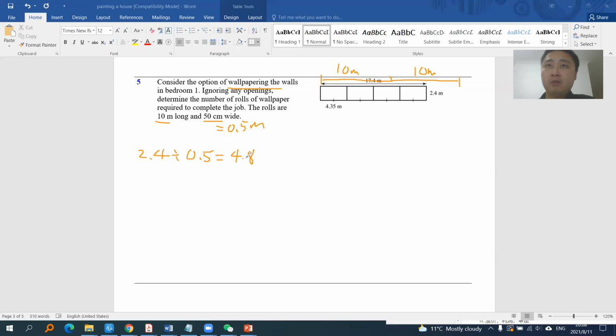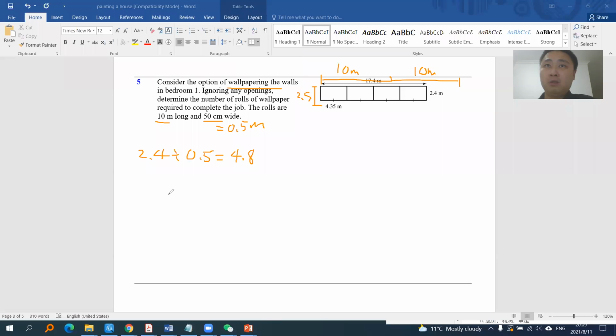But 4.8, we need to make it as 5 because we need to cover the whole area. So for here, we need to have 5. So in total, it should be 2.5 meter, because we will have some waste. We cannot just fit everything. So how many do we need to have? Length is 2 and the width is 5.